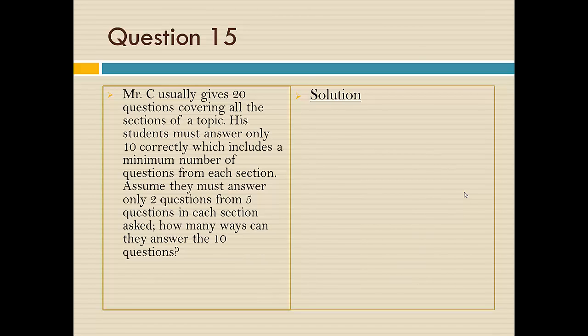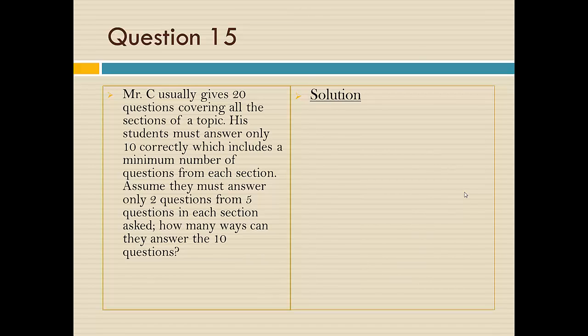His students must answer only 10 correctly, which includes a minimum number of questions from each section. If you answer all 20 and get 10 right, that is what I need. You answer 20, get 15 right, I only need 10. 10 must be answered correctly, and that includes a minimum number of questions from each section. Assume they must answer only 2 questions from 5 questions in each section asked. How many ways can they answer the 10 questions?